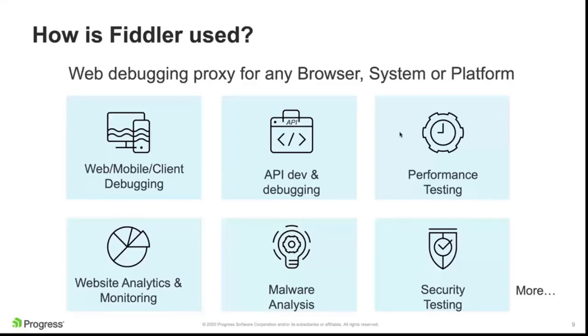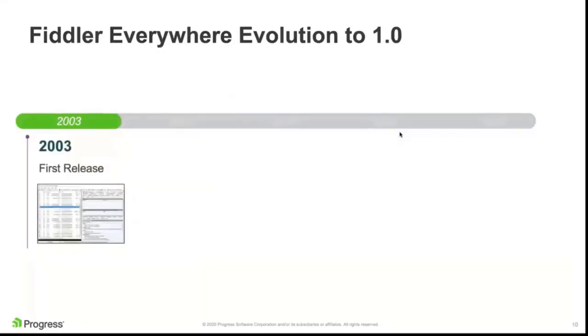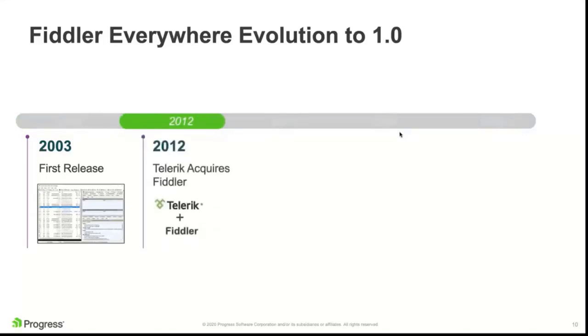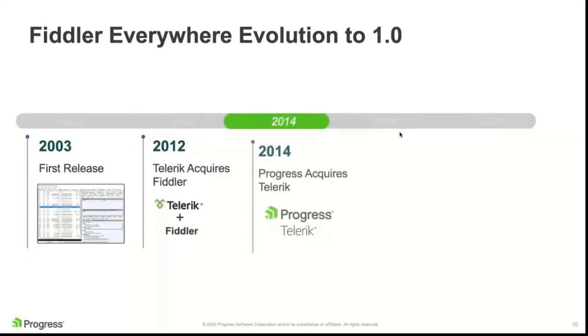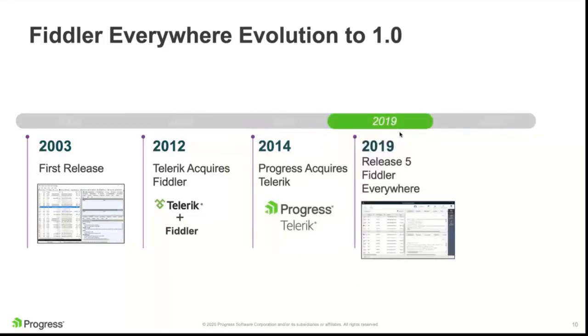Now let's see how Fiddler has evolved over time. Fiddler has been the de facto web proxy tool for more than a decade. The first version was released sometime in 2003, and Eric Lawrence built a great tool and a great community around Fiddler. Then Telerik acquired Fiddler in 2012 and has been offering Fiddler as part of its portfolio of products. In 2014, Progress acquired Telerik, and the Fiddler team released the first version of Fiddler Everywhere sometime in early 2019. And we've been working on improving Fiddler Everywhere since then.